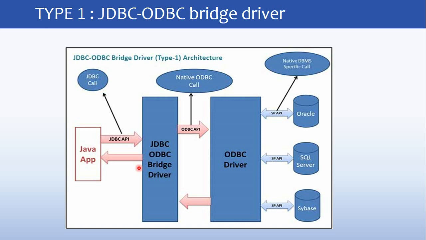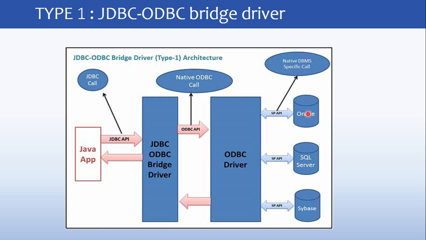Now this snapshot is also saying the same thing we have seen. The new thing here is that we have three different databases. So the question here is, with the help of the type 1 driver, can I communicate with the different databases?